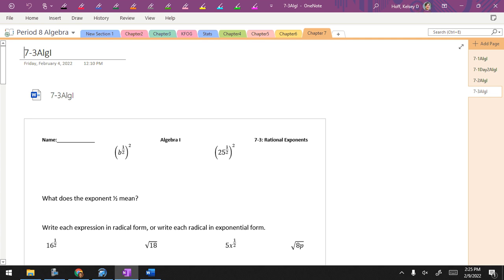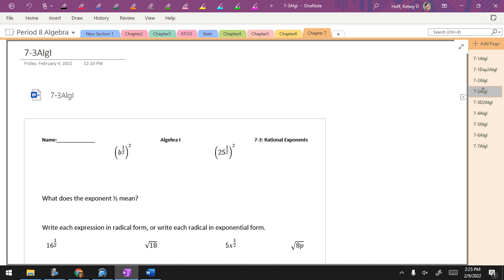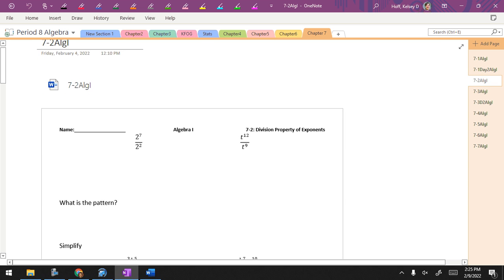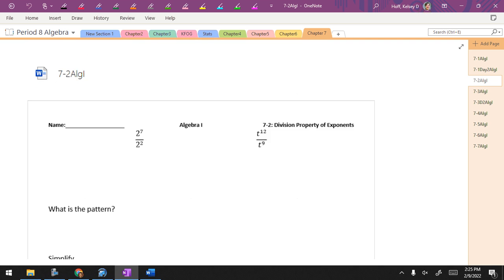I told you that I kind of split up this week because we're going to have lots of different rules. On Monday, we had the rules with when you multiply, you keep the base and you add your exponents. And yesterday, when you raise a power to a power, you keep your base and you multiply those two. Today, we're going to deal with the division property.